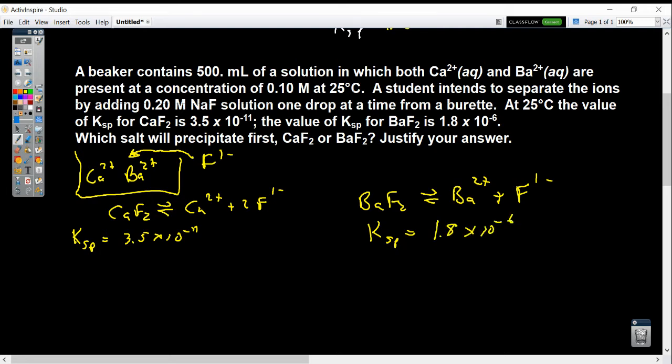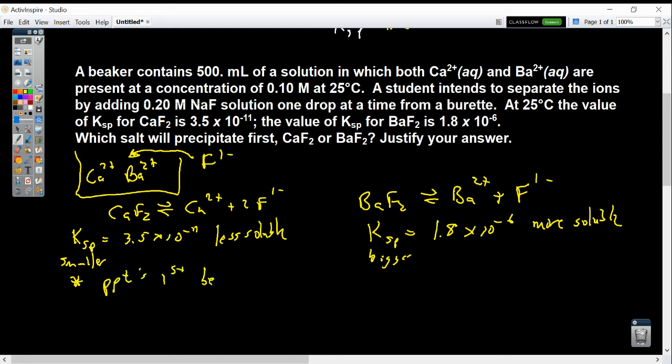Which one is more soluble? The barium fluoride. Which one's less soluble? The calcium fluoride. Why? Because it's a smaller KSP. KSP tells you how soluble it is. Smaller is less, bigger is more. So calcium fluoride being less soluble is going to precipitate first. And so what you would write on your AP test is it precipitates first because it has a smaller KSP.